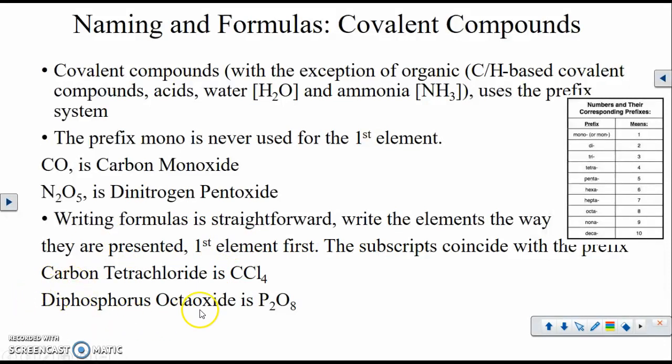So here we go. We have diphosphorus octoxide. Well, di means there's 2 phosphorus. Octa means there's 8 oxygen. So this is P2O8. So naming formulas for covalent compounds should be the easiest thing ever. There are acids. That's a complicated naming, but we're going to be covering that naming system when we cover acids at the tail end of the semester.